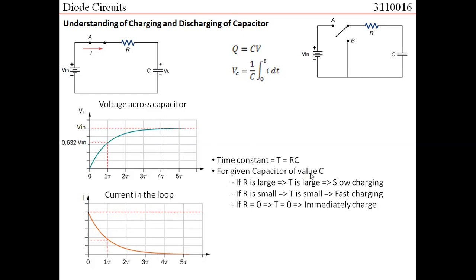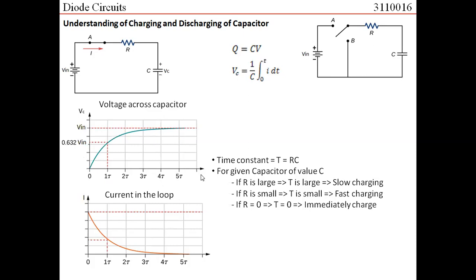So for a given value of capacitor, if I select a particular value of capacitor C, then if R is large, then RC would be large, that is your time constant would be large, and hence my charging would be slow. If I come to the graph again, you can understand that at around 4 times the time constant, this is your time axis, it almost reaches 98%. At 5 times the time constant, it almost reaches 99.9%.